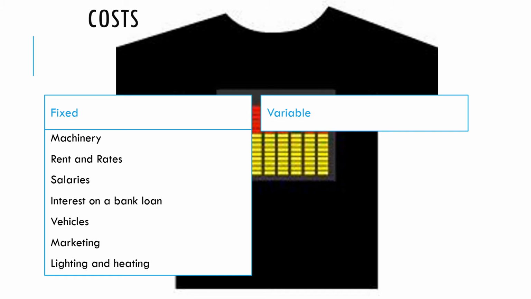Interest on a bank loan. Again, if you've borrowed money from a bank and you're paying it back, that won't change with how many t-shirts you produce. The cost will be the same to the business. That's another fixed cost. Salaries, if you pay your staff a full-time salary, then that won't change with the number of units produced. Let's see what the variable costs were as well.